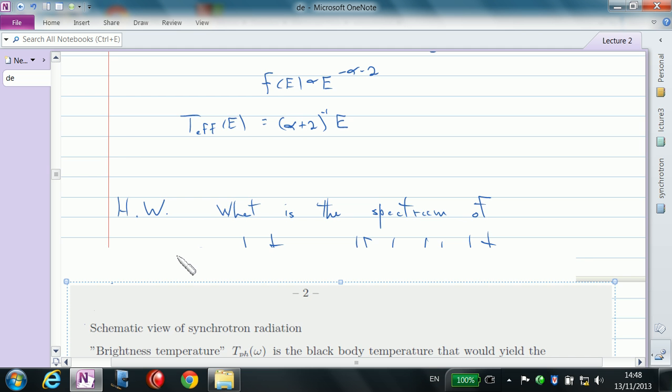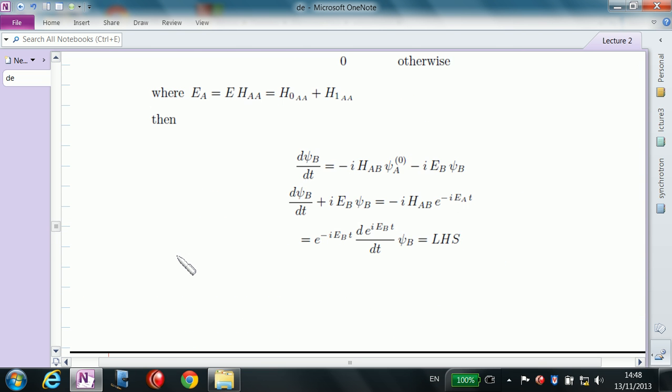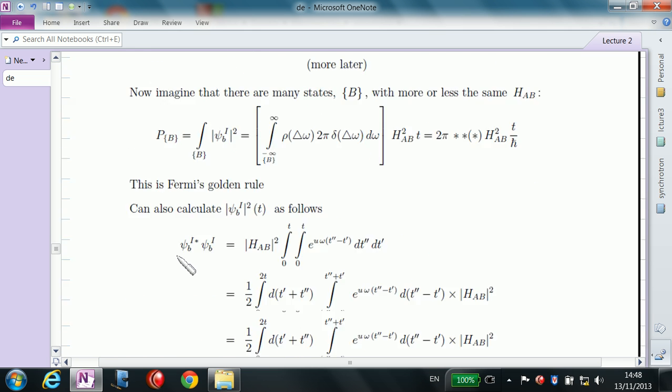So U_n is the energy density of the previous generation and U_{n+1} is the energy density. It's supposed to be n.